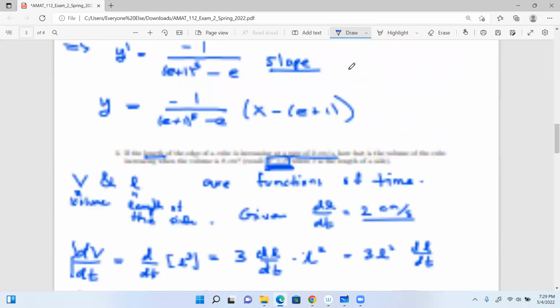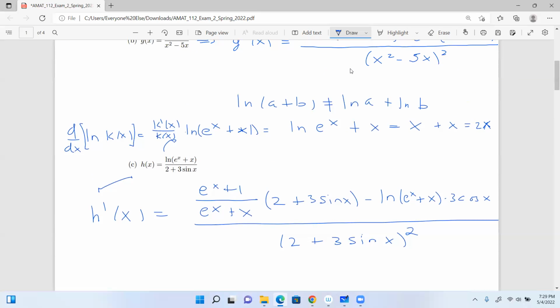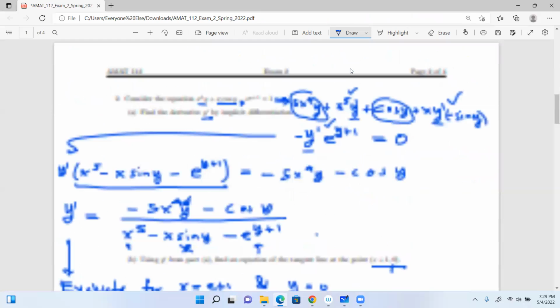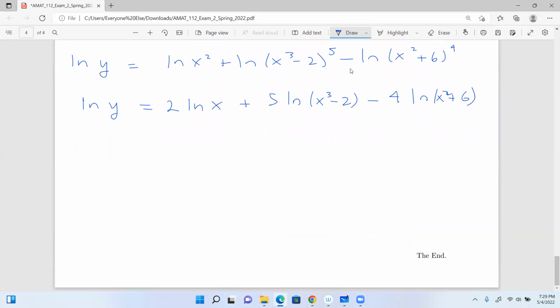We wrote that above somewhere. Yeah, right here. The derivative of ln of kx is k prime x over kx. So when we differentiate this, we're sort of doing implicit differentiation here. The derivative of our left-hand side is going to be y prime over y. And then the derivative of ln x is just 1 over x, so we get 2 over x. And then the derivative of this is going to be 5 times the derivative of x cubed minus 2, which is 3x squared.